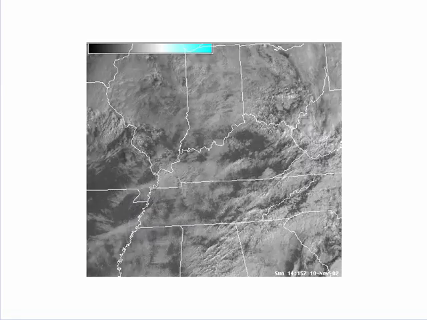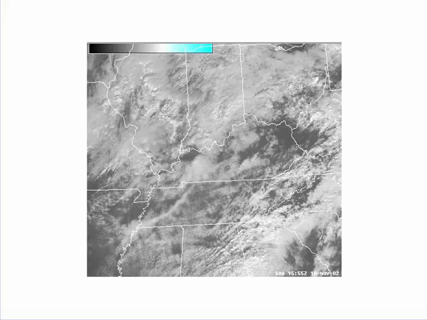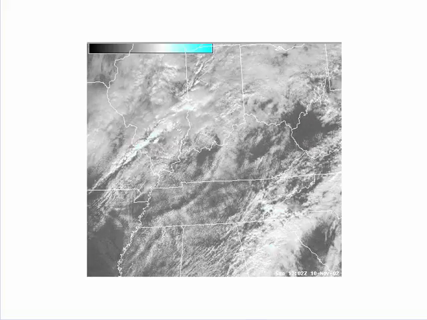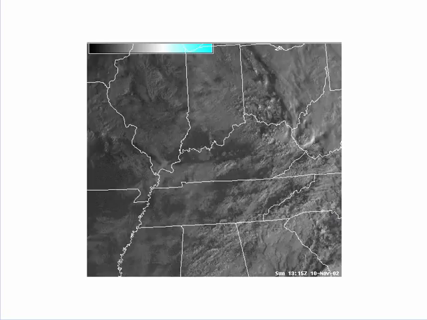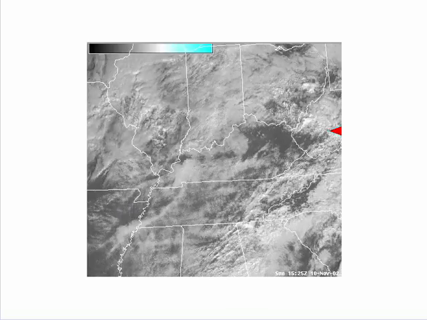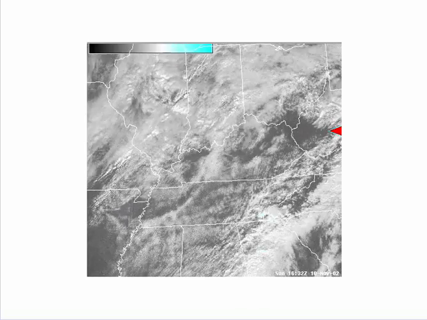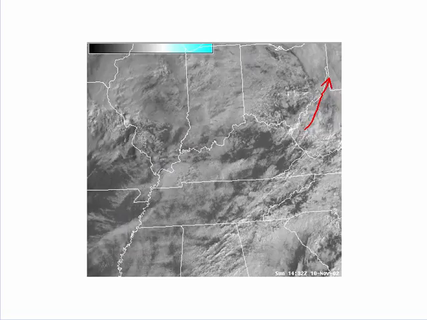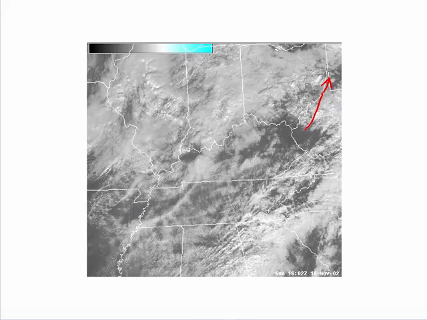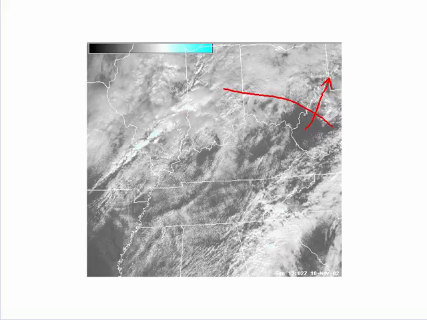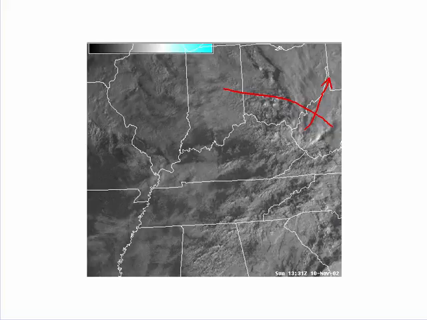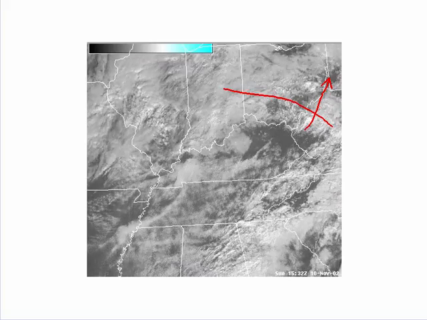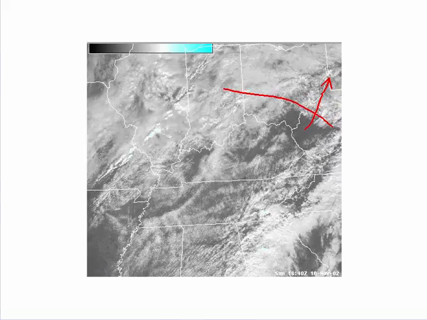Here, let's go to the visible satellite imagery, and we can see a few interesting features. First of all, here's that area of convection moving off toward the northeast from West Virginia. When we first looked at this, we thought maybe this was a warm front moving to the north, but surface observations showed that that was not the case.